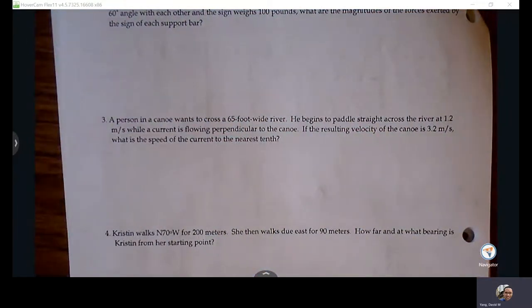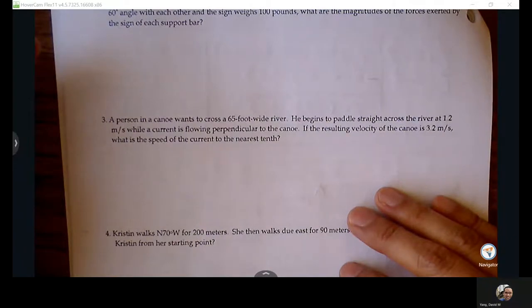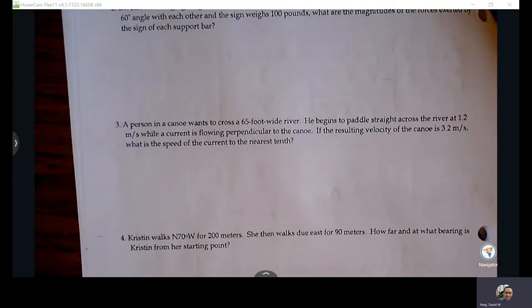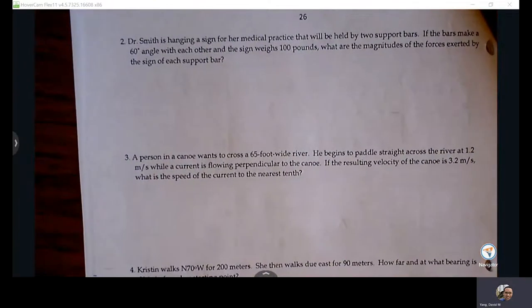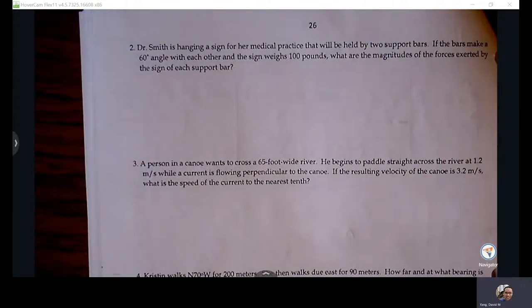Okay, page 26. Okay, number two on page 26 is going to feel a little bit like example two, the traffic light problem. 100 pounds pulling down on the two support bars. So we got to kind of break that vertical component into two components, that two vertical components that's supporting the 100 pounds. Okay, does anybody still need? Okay, so here's.